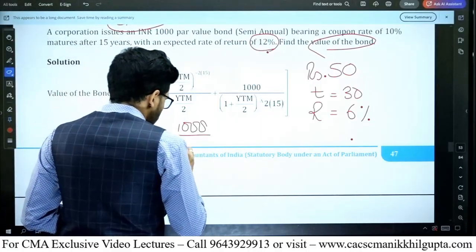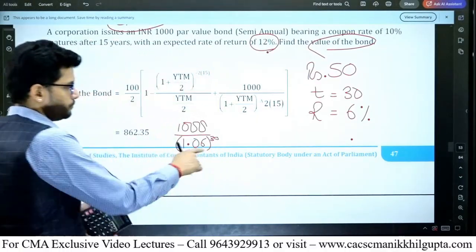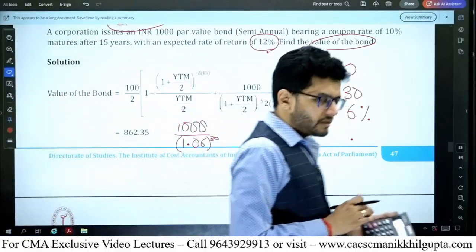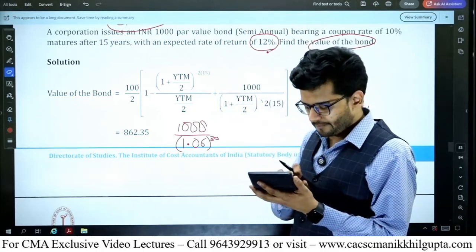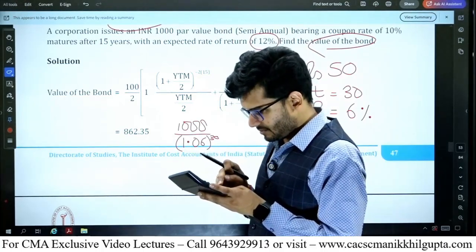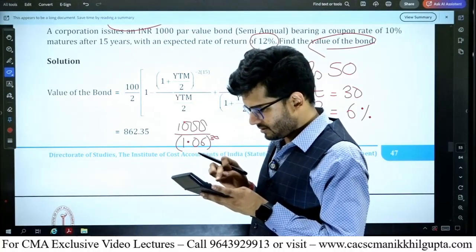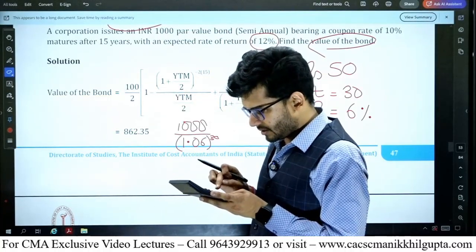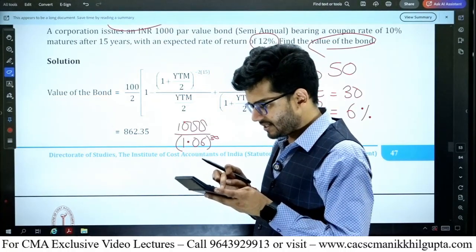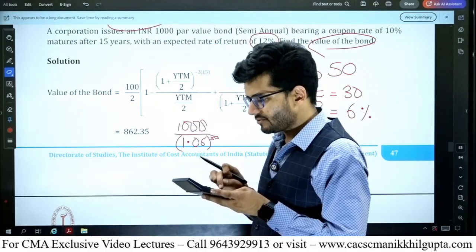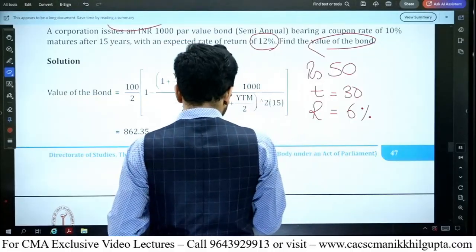So I'll divide this cash flow by 1.06 raised to the power 30. Please note this calculation that I've done: 1,000 divided by 1.06 raised to the power 30. 1 divided by 1.06, 1, 2, 3, up to 30. Alright, so it gives me a figure of 0.174.